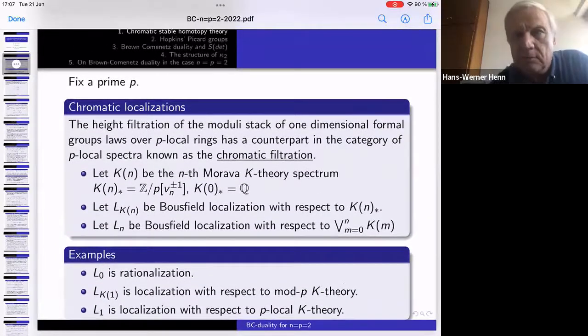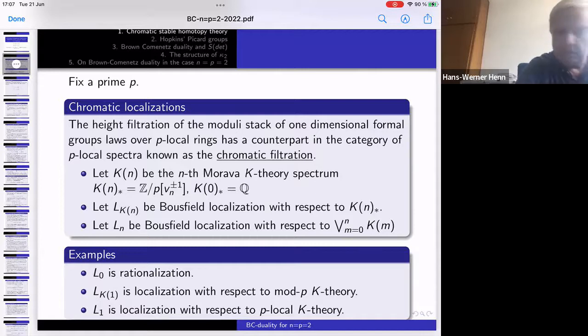I guess the people who are here know this background material pretty well, but there are a few names I don't know. So I will recall some of the things which are very well known to probably most of you. So Brown Comenetz duality is something which happens in chromatic homotopy theory.